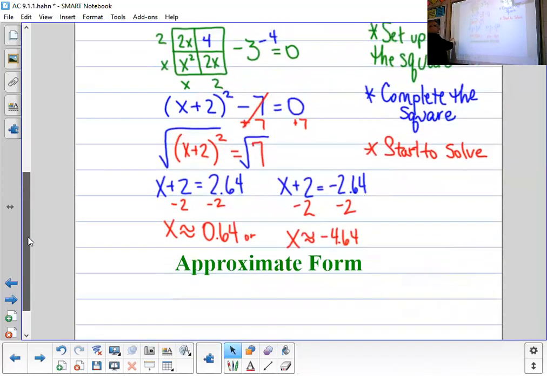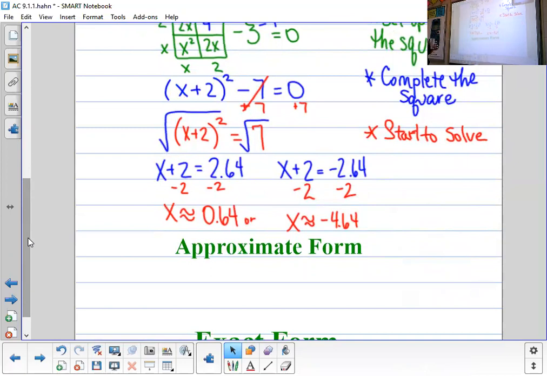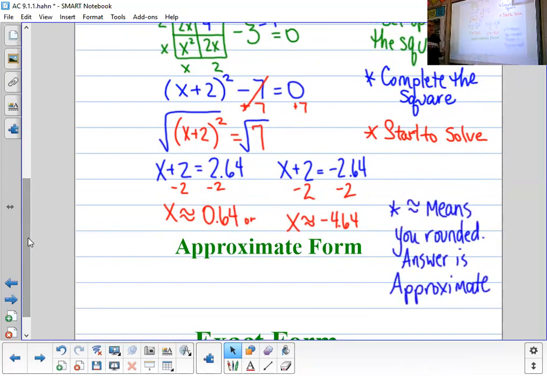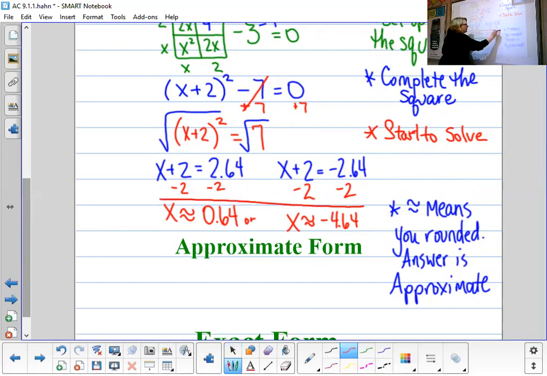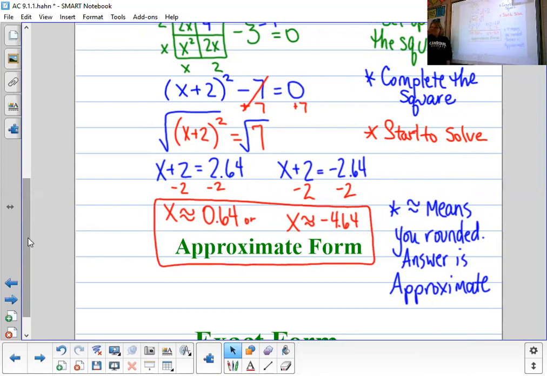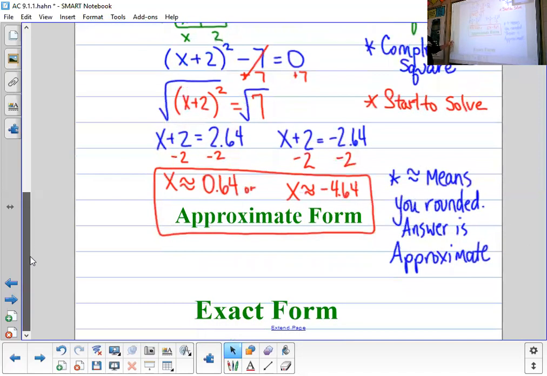You guys know what the squiggle equal sign means? It means your answer is rounded. It means it is what we call the approximate answer. The approximate answer is the answer in decimal form. So this would be your approximate answer right here. If you forget to put the squiggle equals, that's okay.